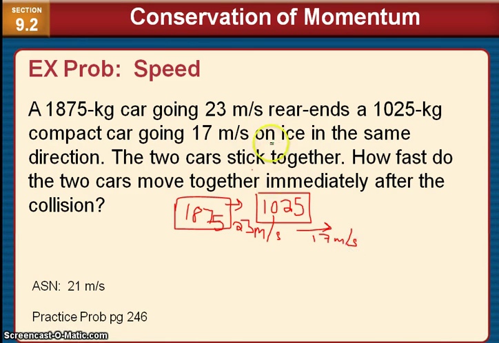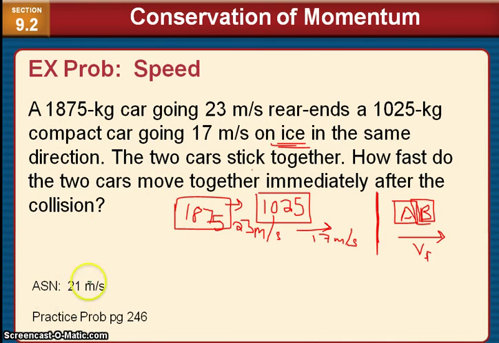Now, why does it tell you it's on ice? Well, so that we don't have any friction and we can ignore it and say it's closed and isolated. Now, this is all before. After, they stick together. So if they're sticking together, they're going to have the same velocity. So I'm going to have A and B together, but one V final. So how fast are the cars moving after the collision?